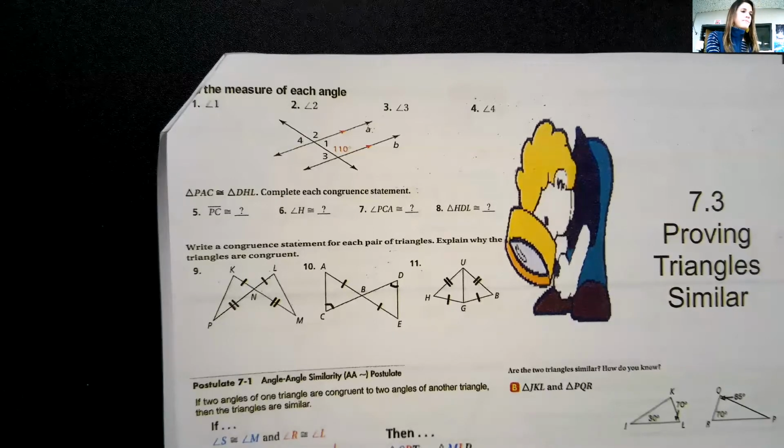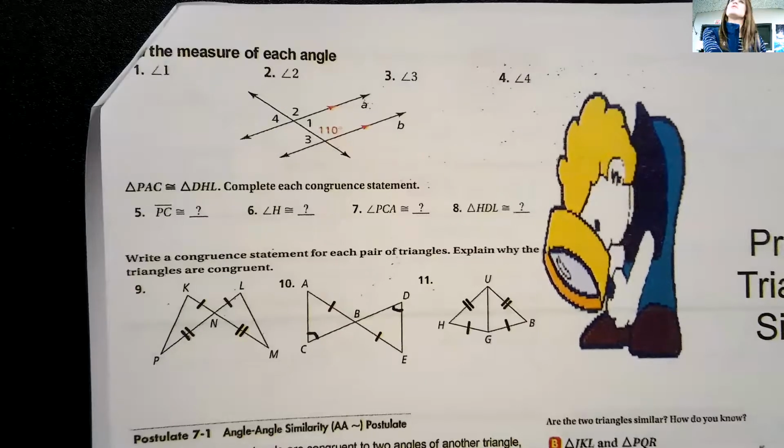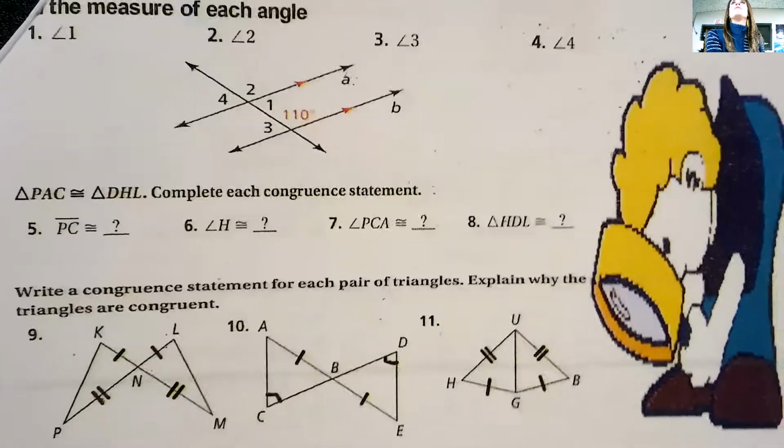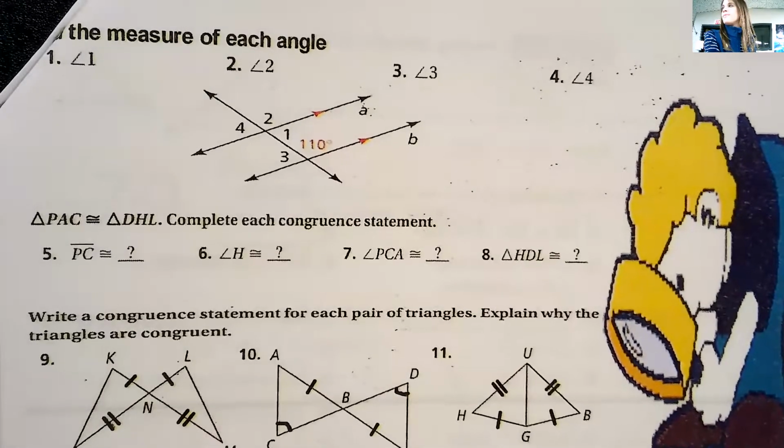All right, number 1. We're supposed to go through and find the measure of each angle. We have 1, 2, 3, and 4 to find the angle measures of. So let's start with Ethan. Ethan, number 1. What angle measure?